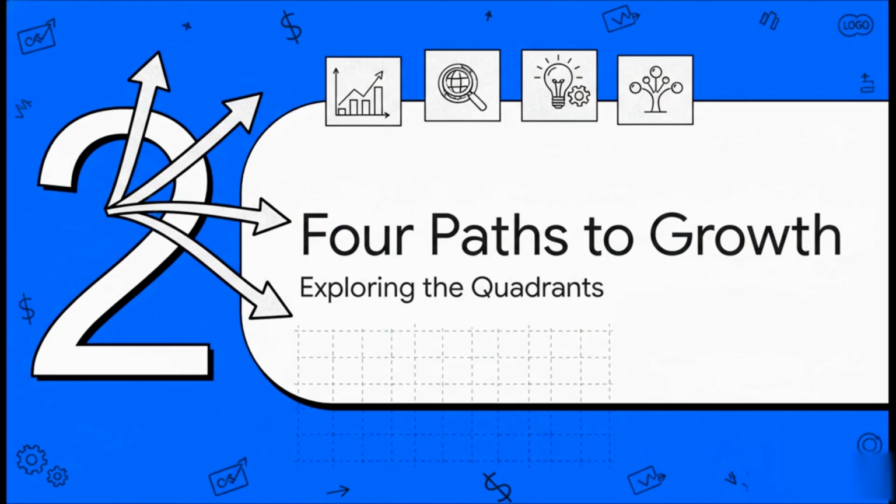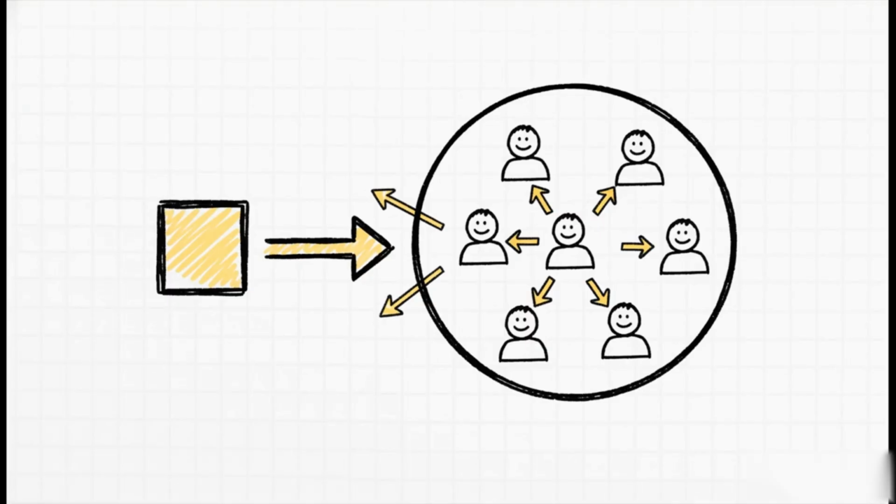We're going to walk through each one, and for each strategy, we'll see what it means and then look at a real-world company that's using it. First up, we have market penetration. This is probably the most common strategy, and it's pretty straightforward. It's all about selling more of your current products to your current customers. You're basically doubling down on what you're already good at.